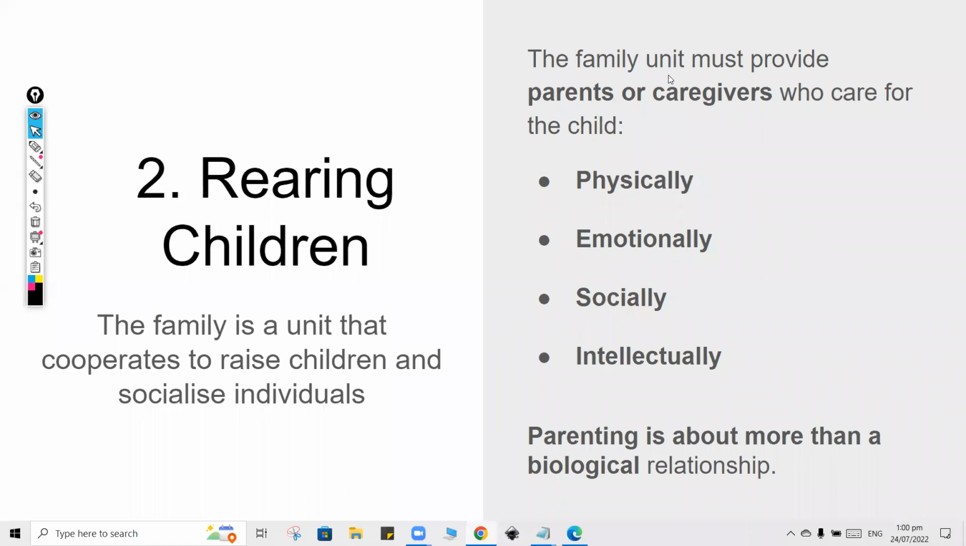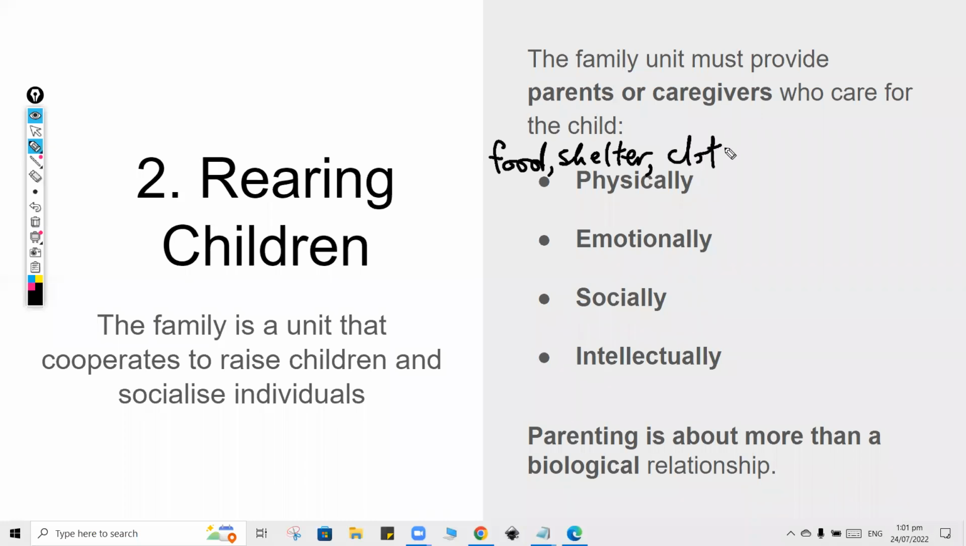How do they care for the child? Well, they care for the child physically. So when we say physically, what do we mean there? What are we talking about with physical care? We're talking about food. That's probably the most obvious one. We're talking about shelter. They must have somewhere safe to live, to sleep. We might mean clothes. So think about your physical body and what it needs, right?